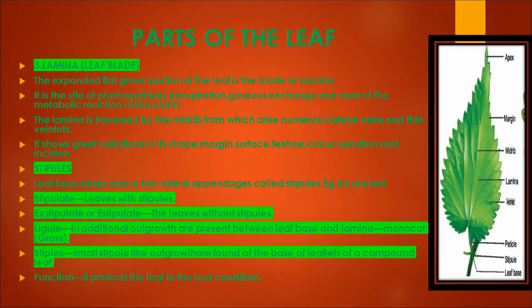Now the third part is called the lamina or leaf blade. It is the expanded flat portion of the leaf. It is the site of photosynthesis, transpiration, gaseous exchange, and most of the metabolic reactions take place only in the lamina. The lamina is traversed by the midrib in the center, surrounded by lateral veins and thin veinlets. They show great variation in shape, margin, surface, texture, color, venation, incision, etc.